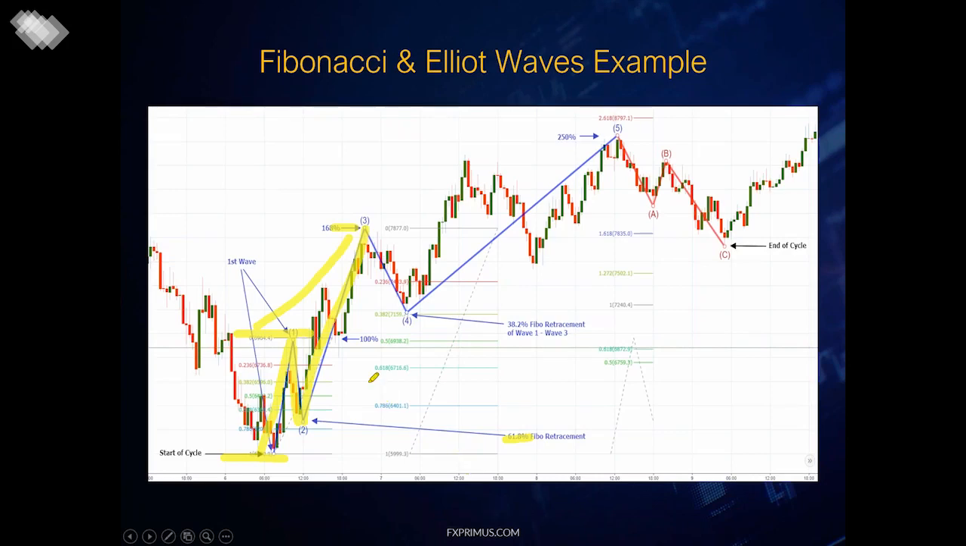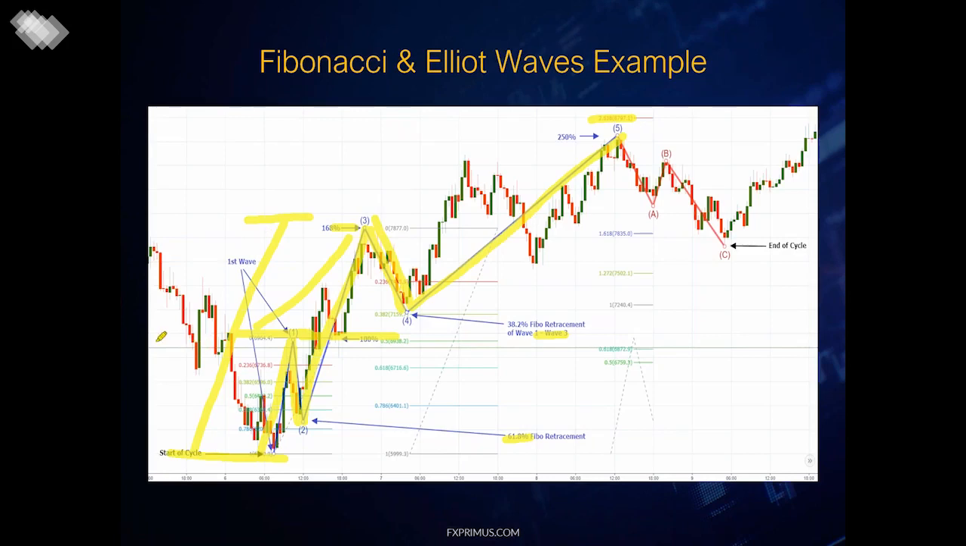Now, from this level, which is the 100% of wave one, up to the 161, we have another wave, from here to here. And we have, of course, a retracement. Now this retracement is the 38.2 Fibonacci retracement from wave one, wave three, which means from here to here, this retracement is the 38.2. Now, after this, we have the last upward wave, which goes up to the 261.8 of wave one.